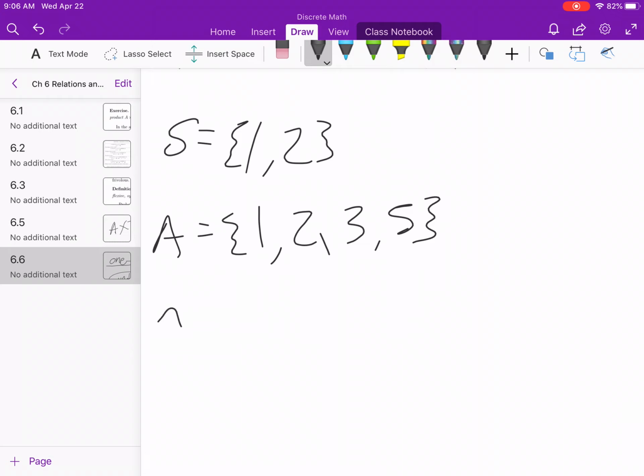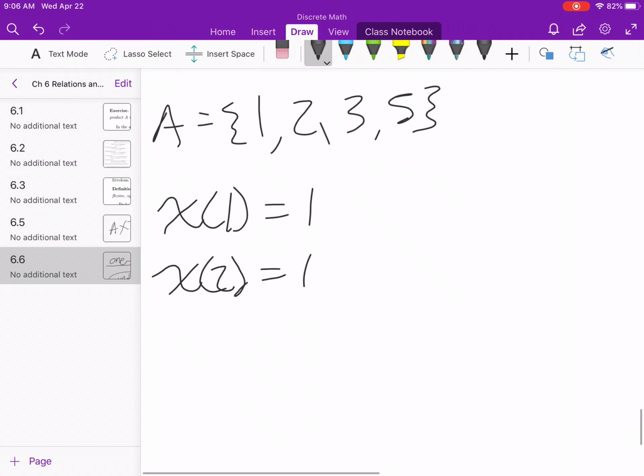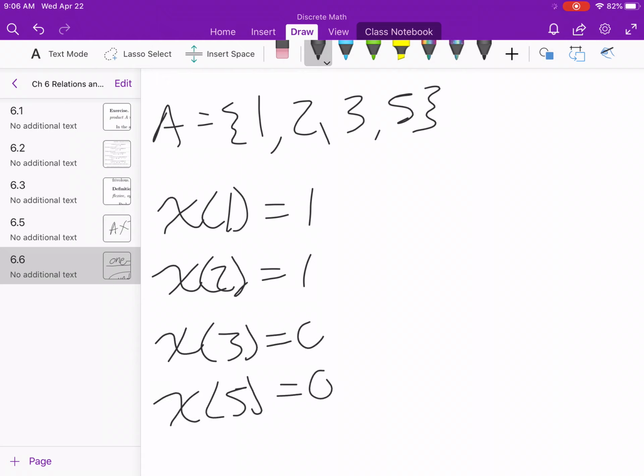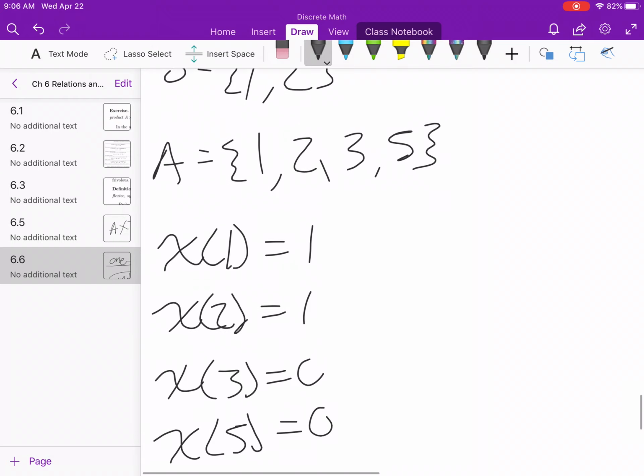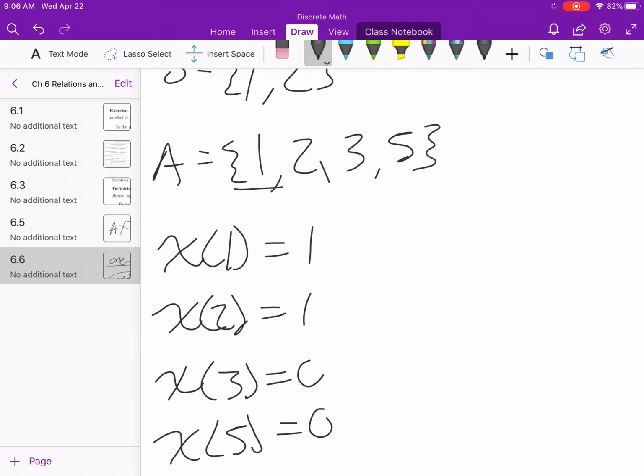Well, notice that if I put 1 in, I'll get 1. If I put 2 in, I'll get 1. If I put 3 in, I'll get 0. And if I put 5 in, I'll get 0. So I get 1, 1, 0, 0, because remember, all I'm saying is: is 1 in the subset S? Yes, it is. Then I put a 1. Is 2 in the subset S? Yes, it is. I put a 1. Is 3 in the subset S? No, it's not. So I put a 0, and so on.